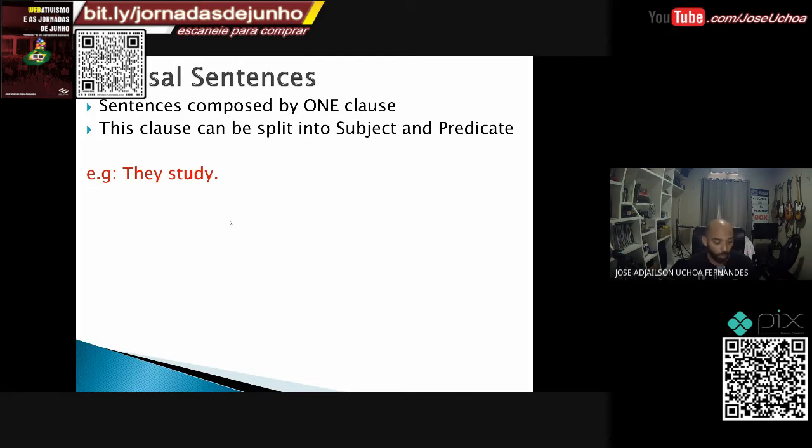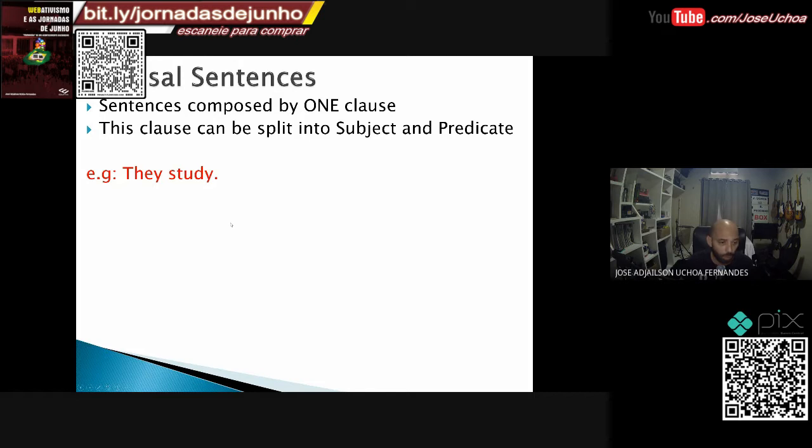Take this example: they study. How would you split this into subject and predicate? A very basic sentence like they study. Where's the subject? They. Yeah, seems to be obvious, okay? I'll be asking you obvious questions, but we are going to extend the degree of complexity, as we start from very simple sentences to more complex ones.